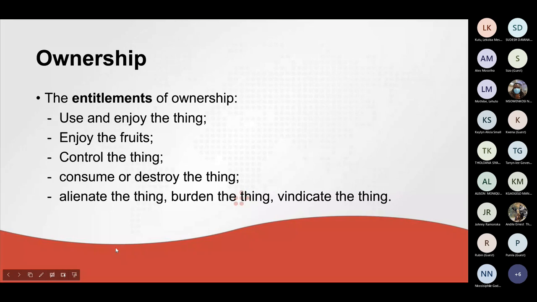Now, the entitlements of ownership, what do the entitlements of ownership entail? It entails using and enjoying your thing, enjoying the fruits of the thing, controlling the thing, consuming or destroying the thing. You can alienate the thing, you can even burden the thing, or you can vindicate the thing from somebody who is in possession of your property.